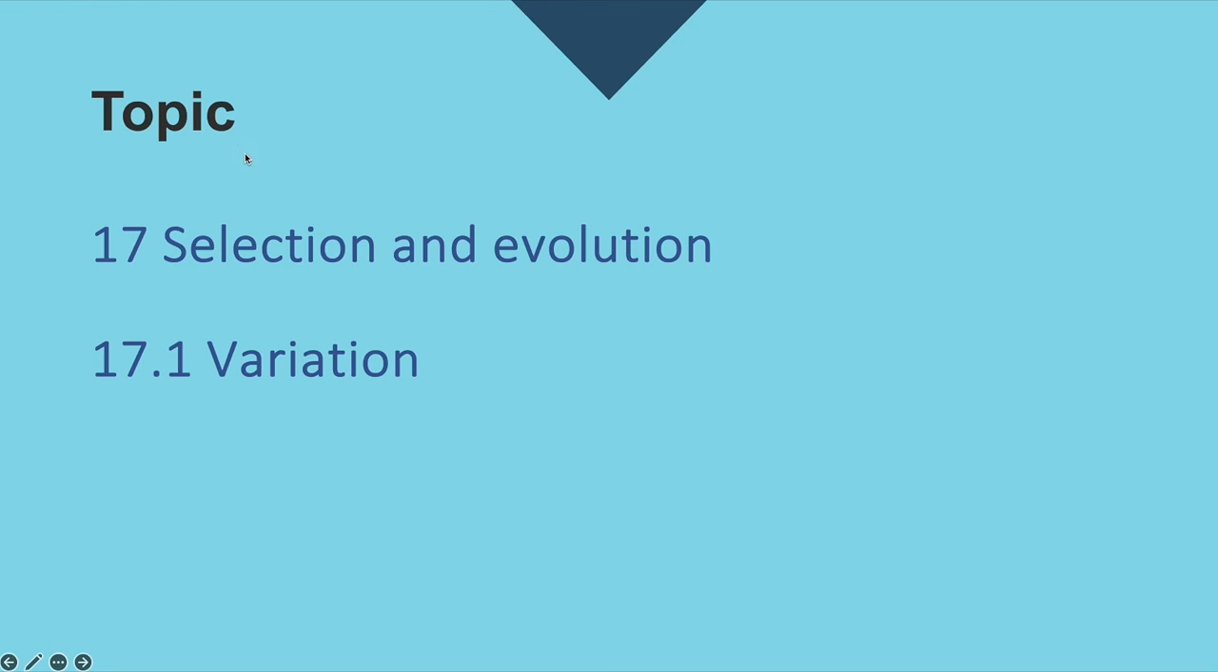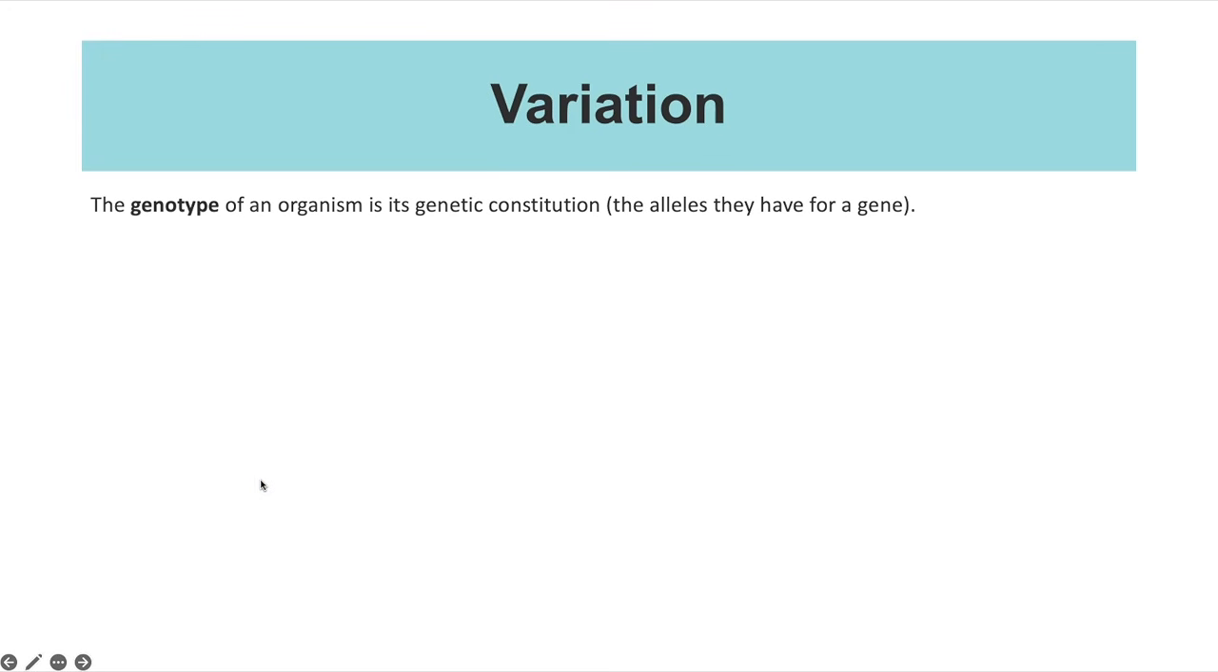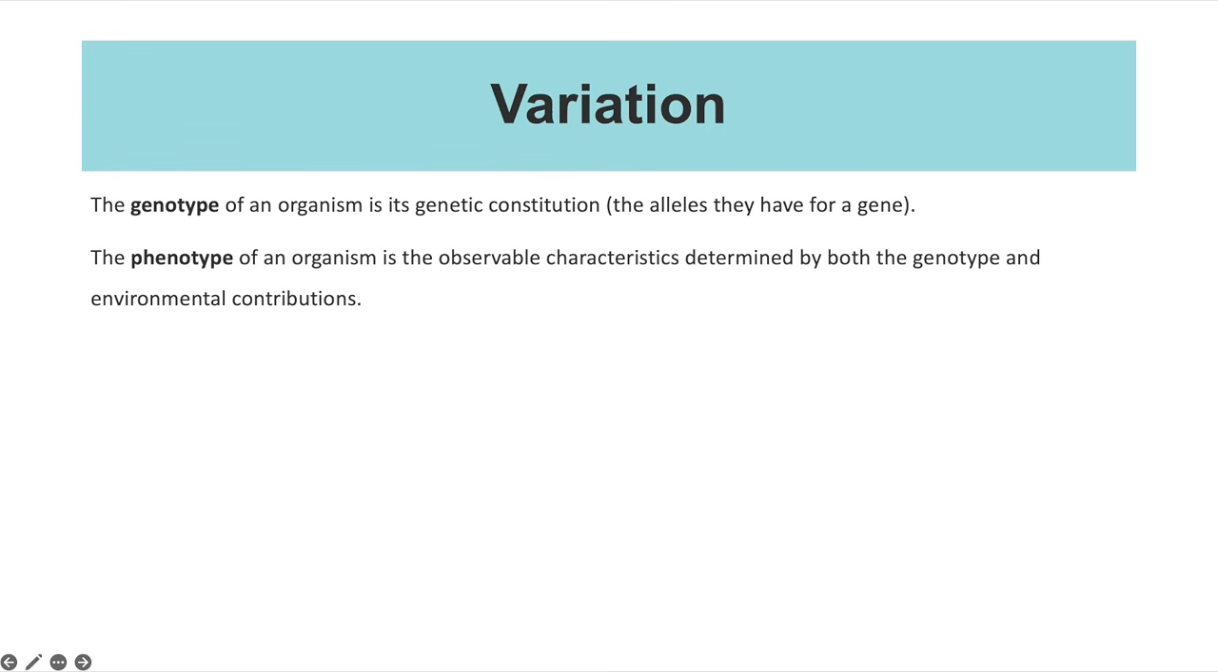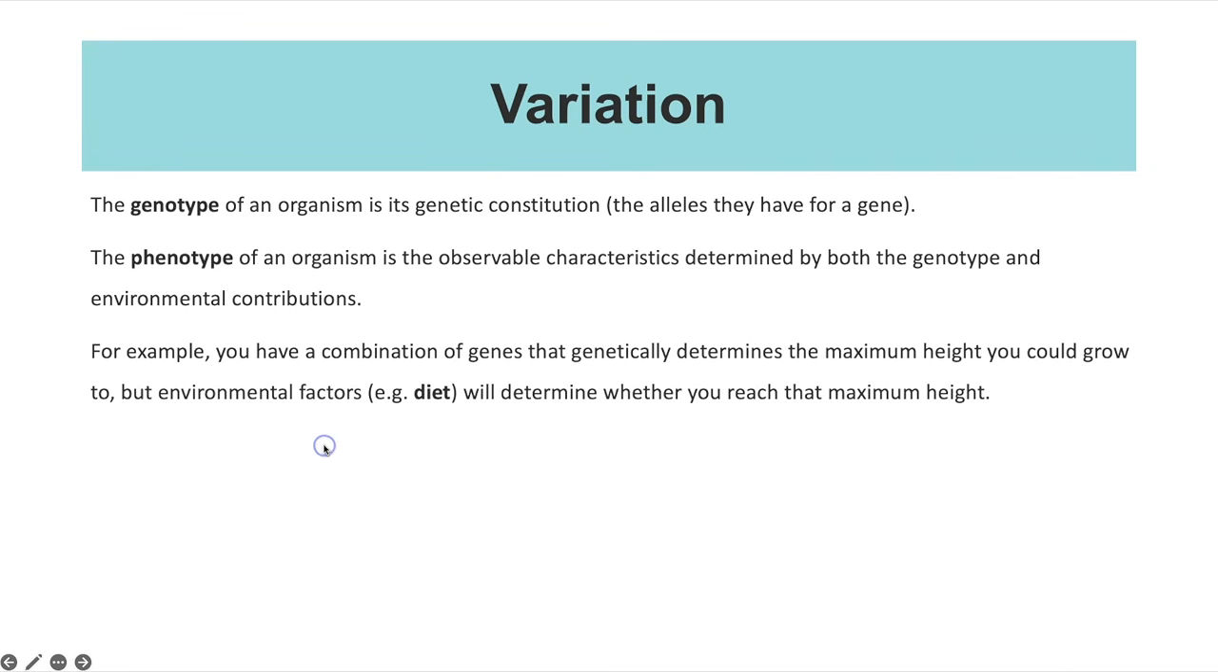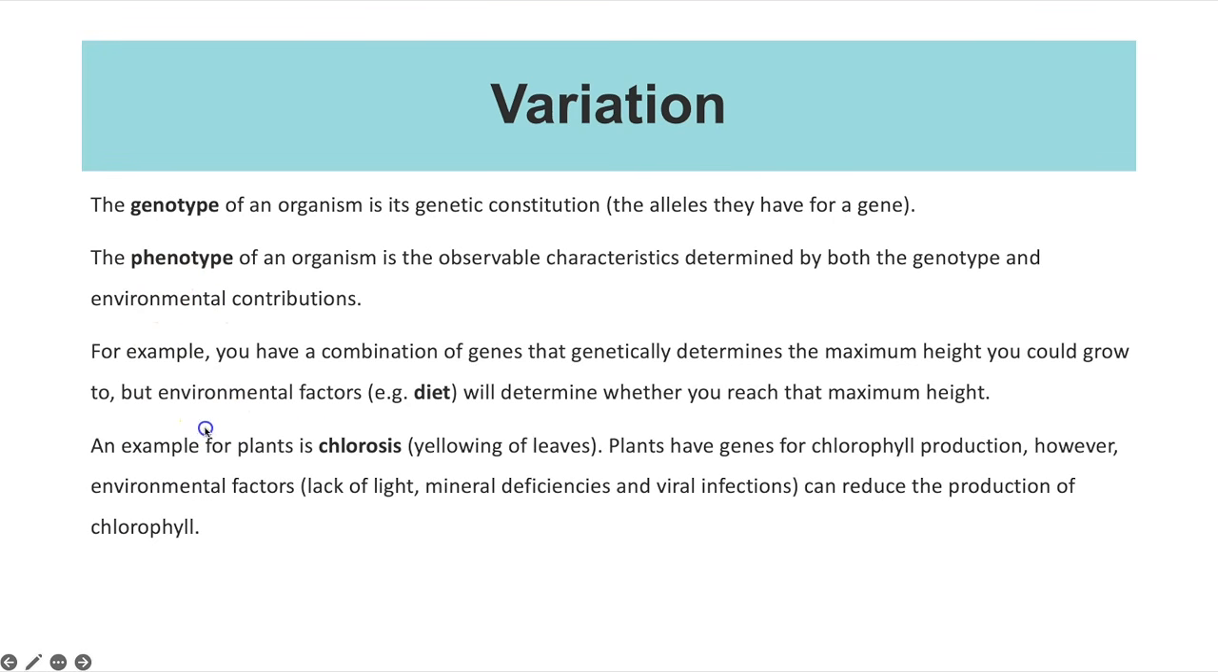Topic 17 then, we're going to be looking at selection and evolution, starting with variation. So the genotype of an organism is its genetic constitution, which basically means the alleles that they have for a particular gene. Whereas the phenotype of an organism is the observable characteristics determined by both the genotype and environmental contributions as well. So for example, you have a combination of genes that genetically determines the maximum height you could grow to. But the environmental factors, such as your diet, will determine whether you reach that maximum height. And that would be your phenotype, which would be your height.